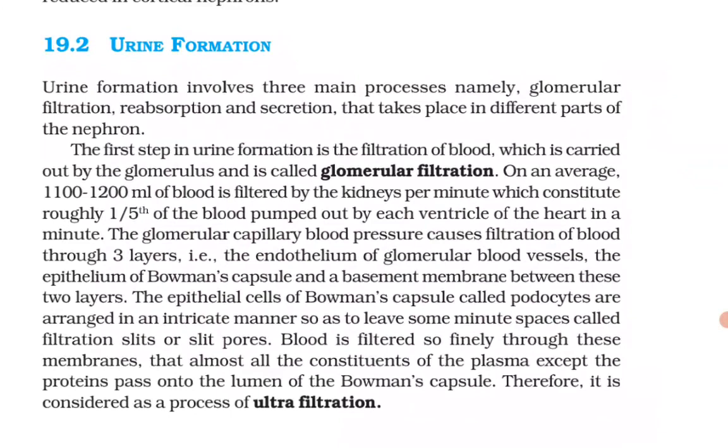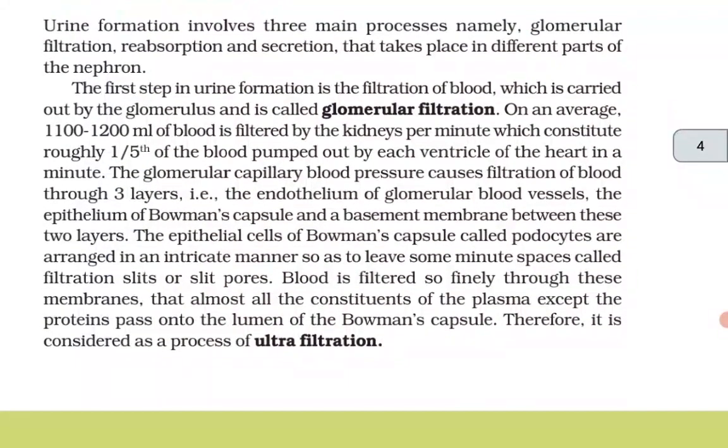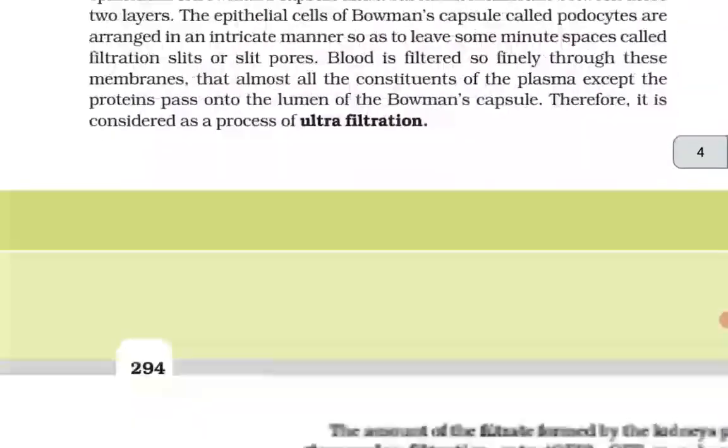The glomerular capillary blood pressure causes filtration of the blood through three layers, that is the endothelium of the glomerular blood vessels, the epithelium of the Bowman's capsule and a basement membrane between these two layers. The epithelial cells of the Bowman's capsule, called podocytes, are arranged in an intricate manner so as to leave some minute spaces called filtration slits or slit pores. Blood is filtered so finely through these membranes that almost all the constituents of the plasma except the proteins pass into the lumen of the Bowman's capsule. Therefore, it is considered as the process of ultrafiltration.